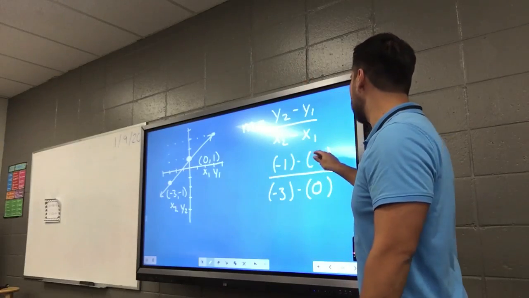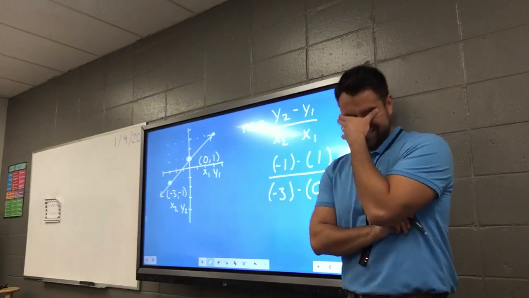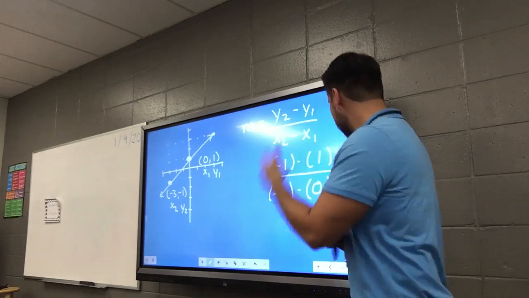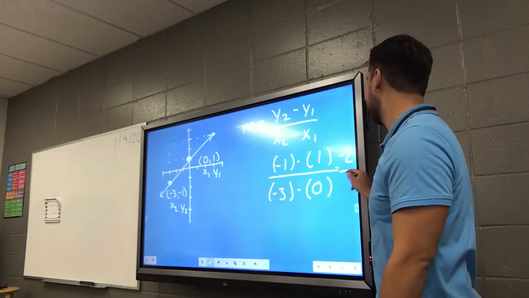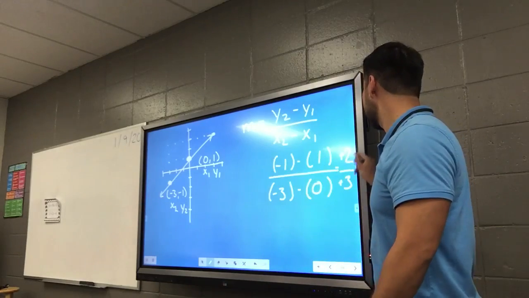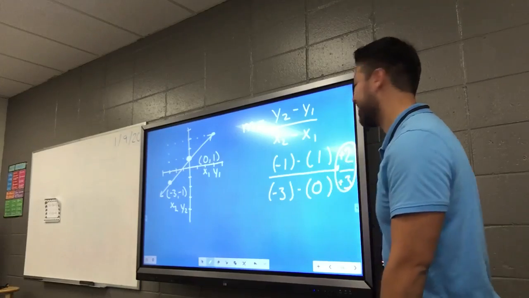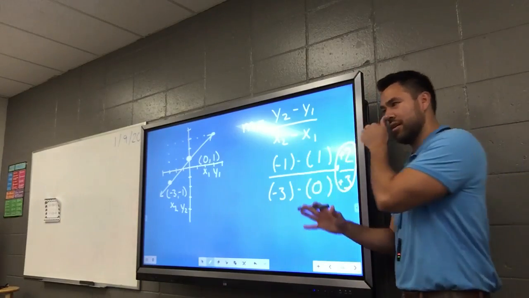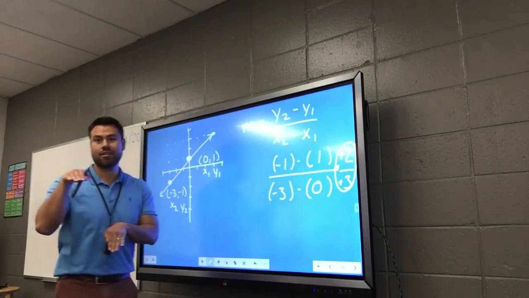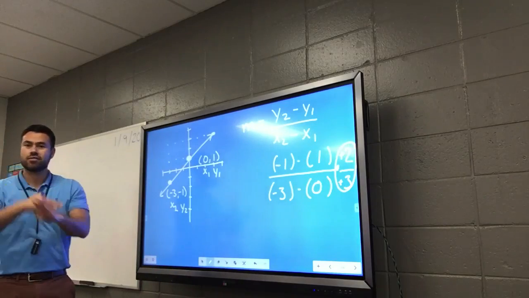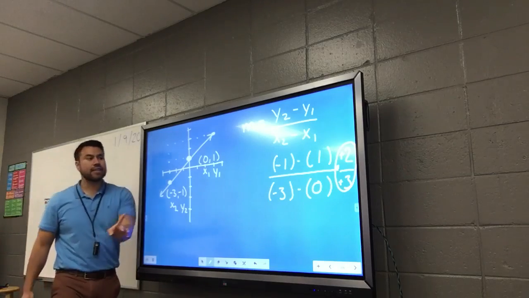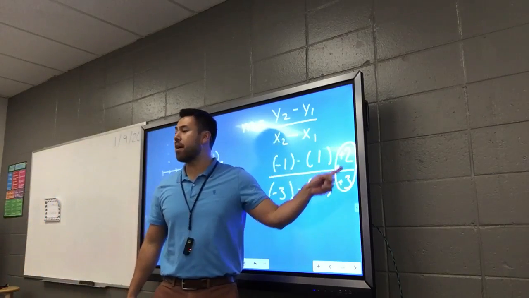What's -1 minus 1? -2. Sorry, that's the opposite of what I got last time. What's negative 3 minus 0? Negative 3. What's a negative divided by a negative? Positive. Positive 2/3. It has to work. Negative over a negative is positive, just from our rules. Now, if this ratio is correct, I'm always going to get positive 2/3.